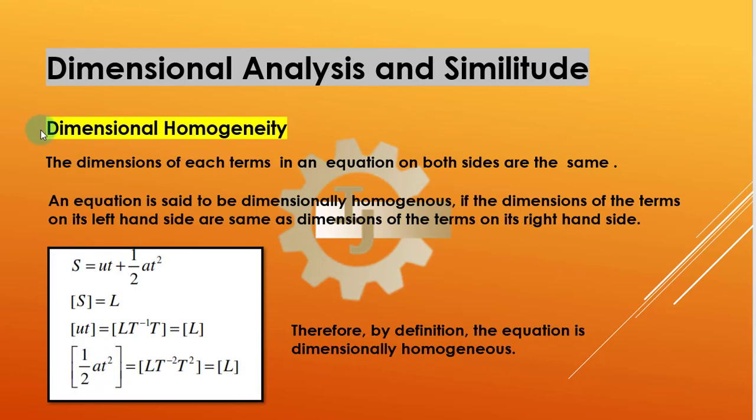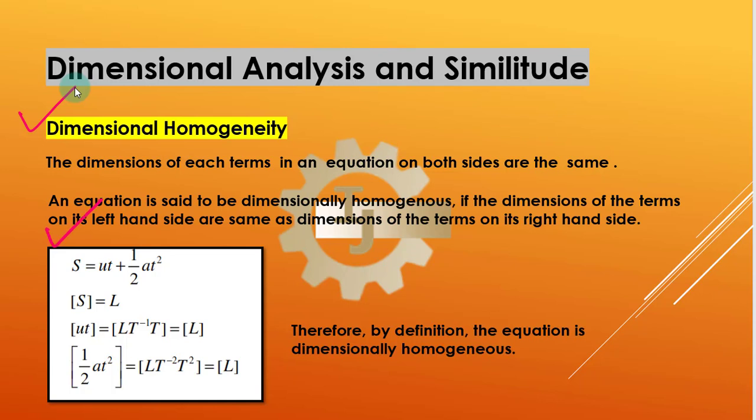Now, what is dimensional homogeneity? If the dimensions of each term in an equation on both sides are the same, then we can say that it is a case of dimensional homogeneity. An equation is said to be dimensionally homogeneous if the dimensions of the terms on its left hand side are the same as the dimensions of the terms on its right hand side.